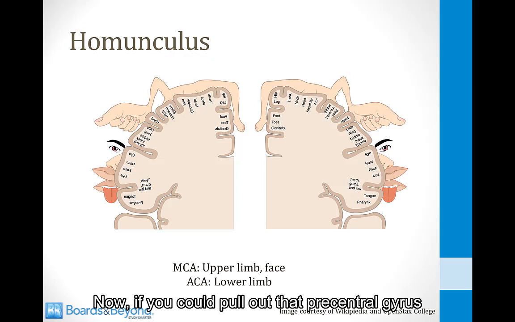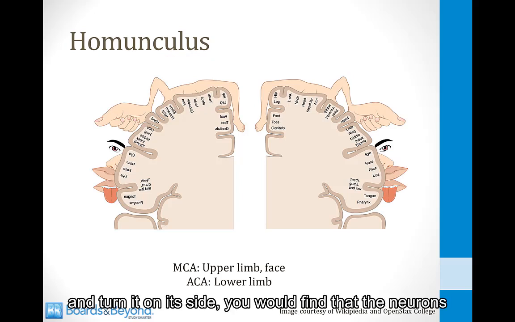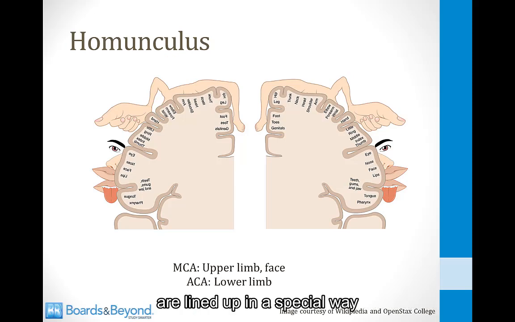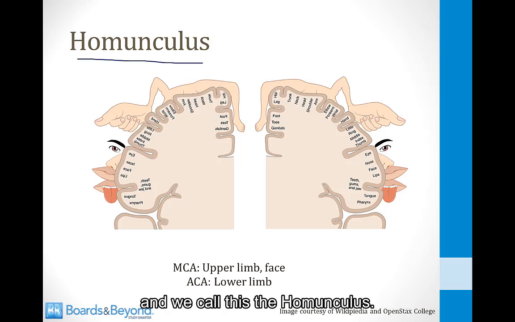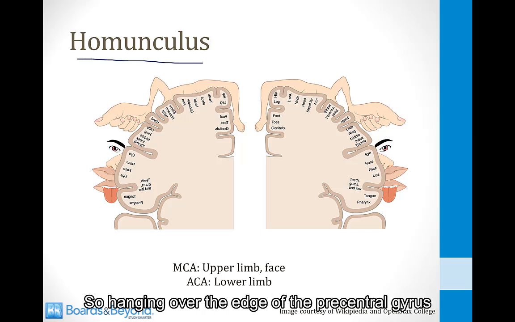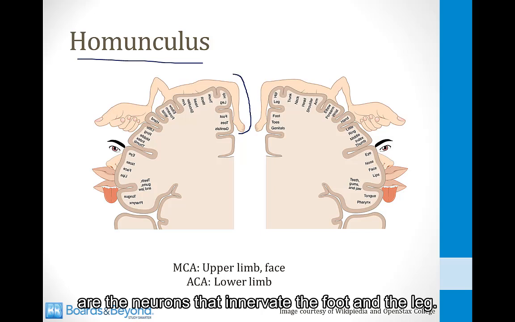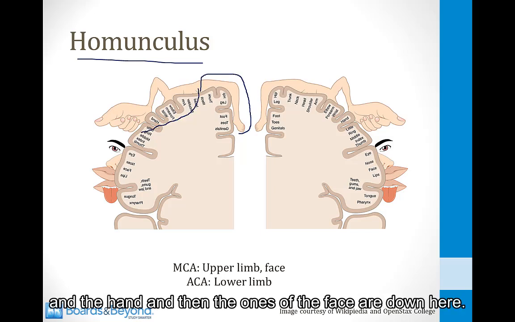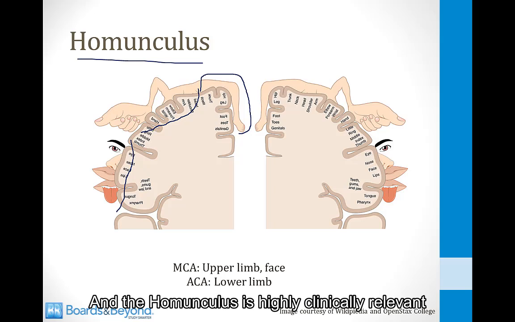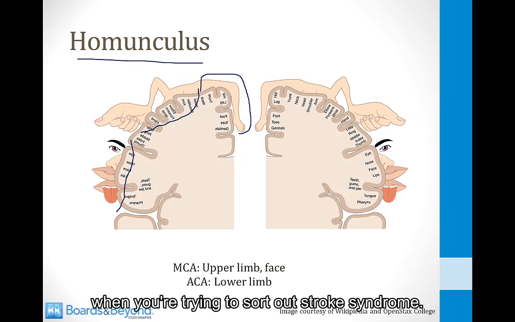Now, if you could pull out that precentral gyrus and turn it on its side, you would find that the neurons are lined up in a special way in terms of what they innervate in the body, and we call this the homunculus. So hanging over the edge of that precentral gyrus are the neurons that innervate the foot and the leg. After that comes those that innervate the arms and the hand, and then the ones of the face are down here. And the homunculus is highly clinically relevant when you're trying to sort out stroke syndrome.